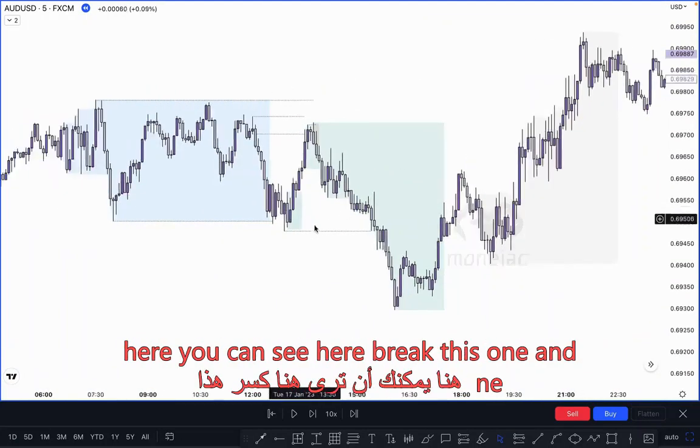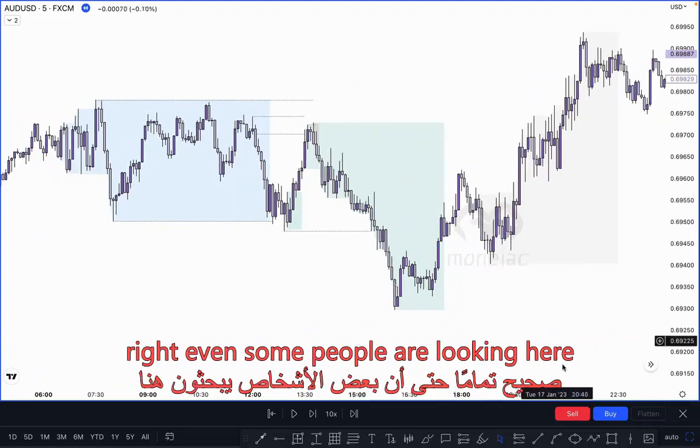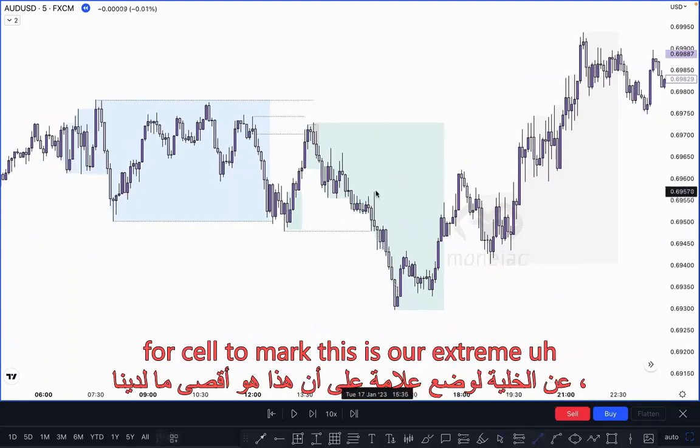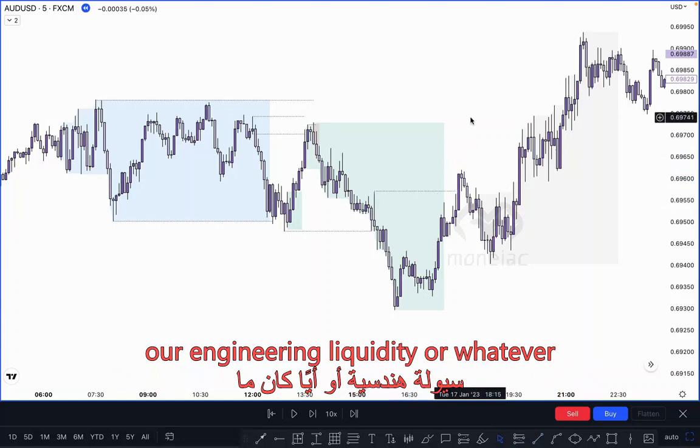So what happened here? You can see, break this one and you don't need to sell here exactly, right? Even some people are looking here for a sell, marking this as our extreme, or some people mark this as engineering liquidity, or whatever you call it.